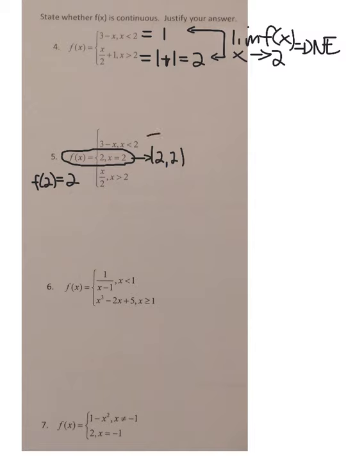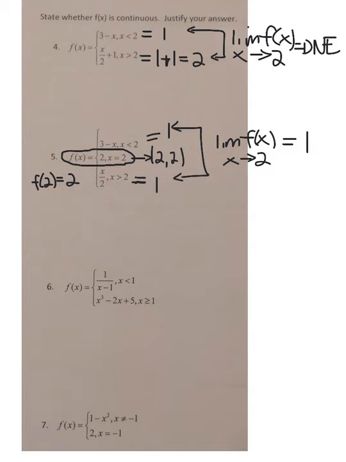All right, so over here, if I plug in 2, I get 3 minus 2, which is 1. And over here, if I plug in 2, I get 2 over 2, which is 1. So you can see here that the limit of the function f of x as x approaches 2 is 1.